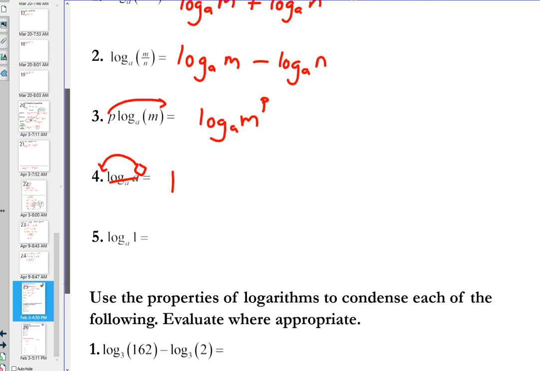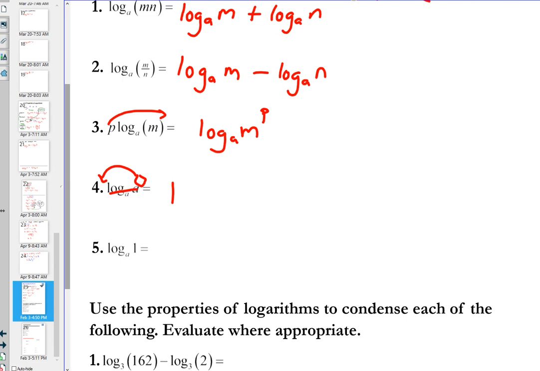How about the next one? Wait, but I don't get it. What do you mean log base A of 1? I don't even know what A is.